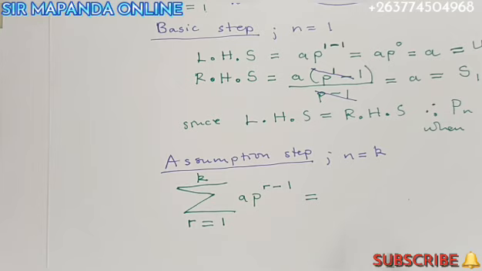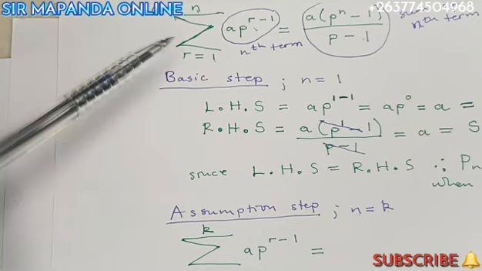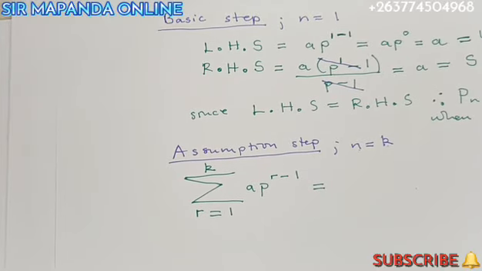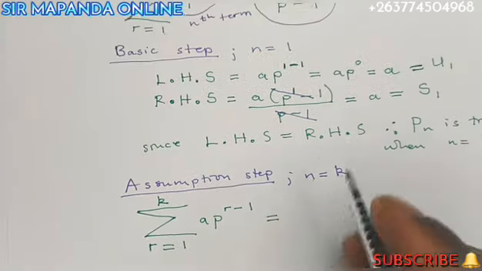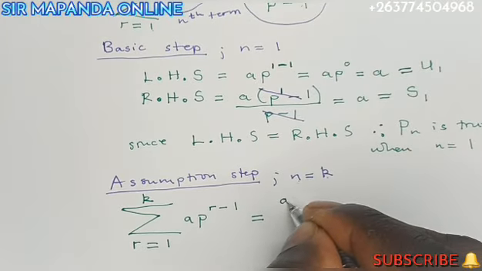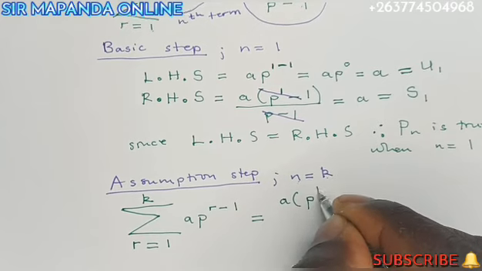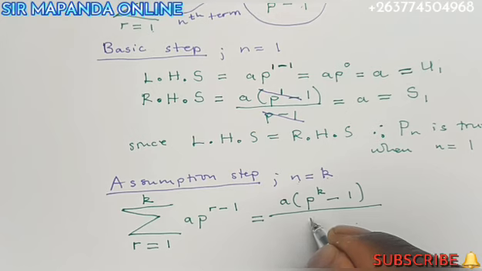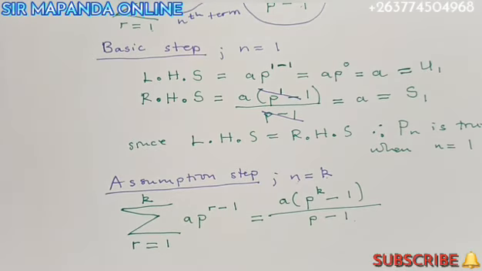So on this one, when substituting n equals k on your left side, you only put k on n. I hope you are following, class. But you don't put k on r. Right, then we move on to the right side. We want to put k on n. You get a, open bracket, p to the power of k minus 1, all over p minus 1, something like this. Then you are warm and dry. Nothing more is needed. This is your assumption stage.